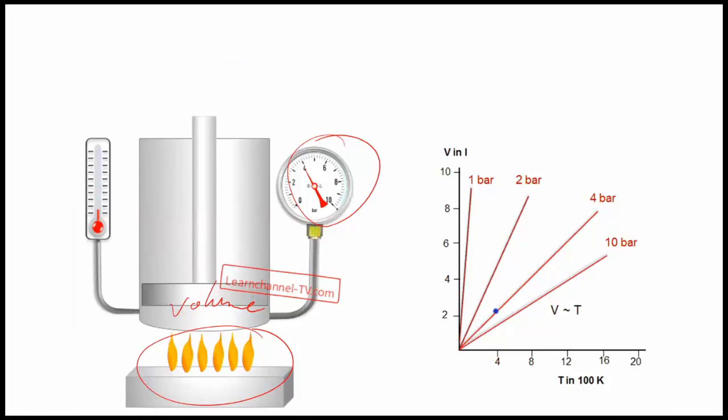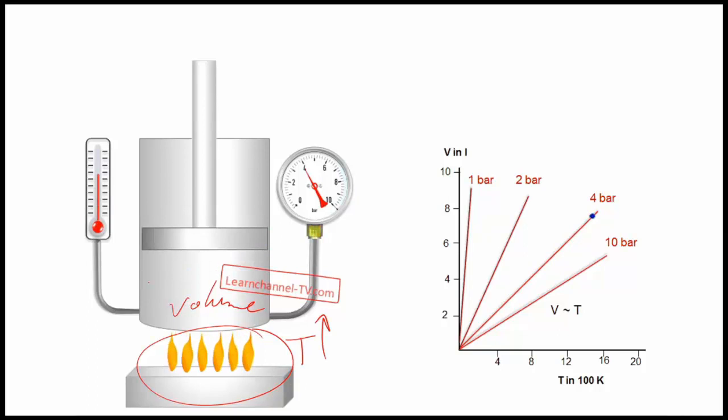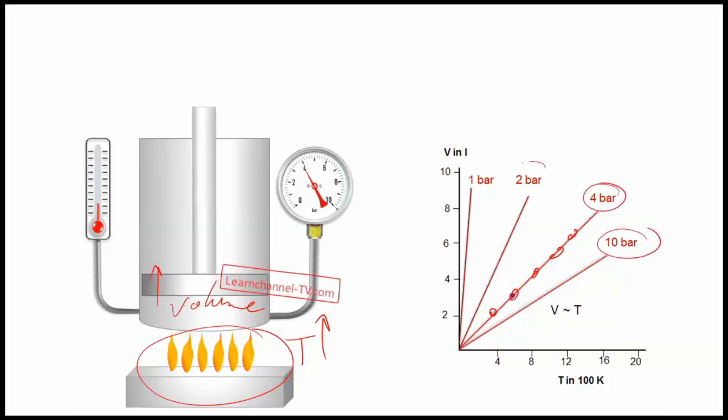So now I will play with temperature and I will record the corresponding volume. If you heat up the piston, the temperature of the gas increases and the volume will increase. So you can see that when this one increases, the other one increases. Of course, if you make this experiment at different pressures, it will give you different relations. Okay, but all of them are straight lines.